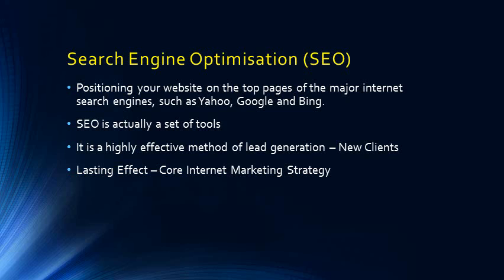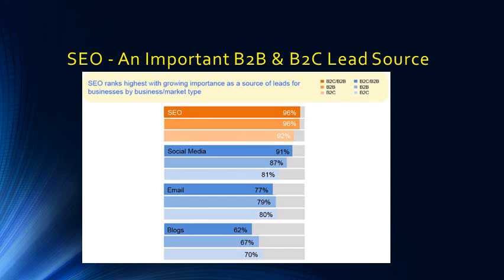The other point to note about it, and it's why we call it a core marketing strategy, is that it does have a lasting effect. So if you were to engage in a 6 to 12 month search engine optimization campaign, the effects of that campaign will last for many months afterwards, because of the tools that we use and the things we do to get that search engine optimization working for you. And SEO is important for both business to business and business to consumer markets. Here's a look at SEO for business to business versus social media, emails and blogs.